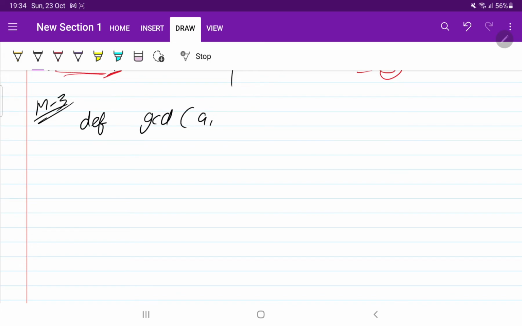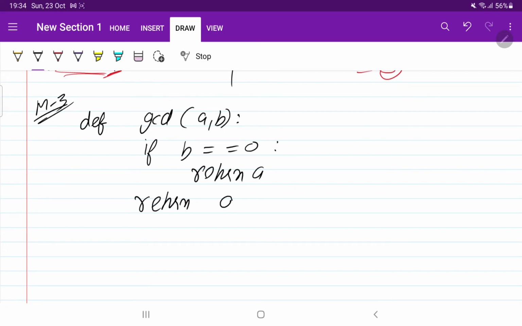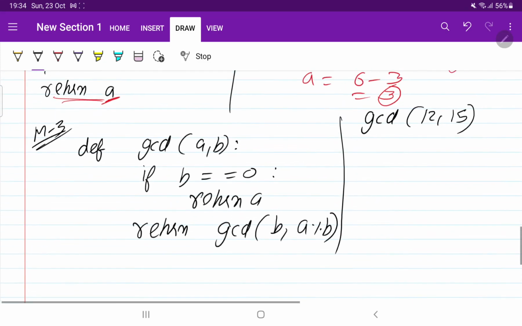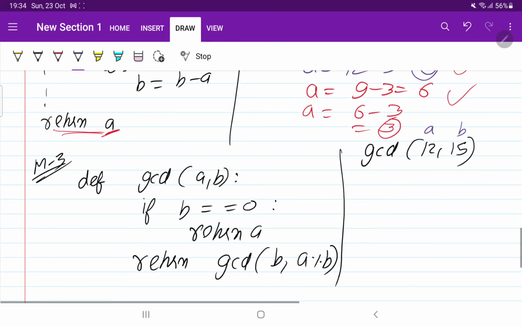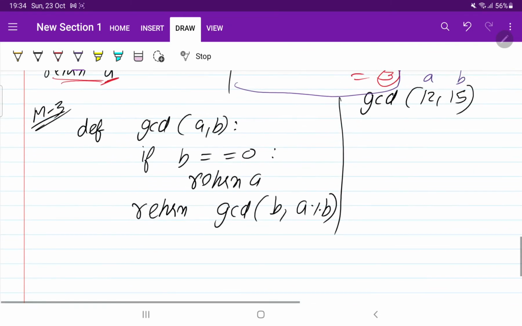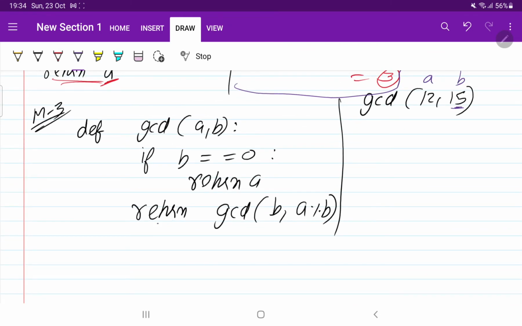So the function name is GCD, which will take the two variables A and B. If B becomes 0, then we are going to return A. Otherwise, we are going to call the GCD function again by passing B and A percentage B. Okay, let us see again the same example, 12 and 15. What is the value of A? A is 12 and B is 15, right? So it will check if B is equal to 0. No, B is 15. So it will come to the return statement, outside the if condition.